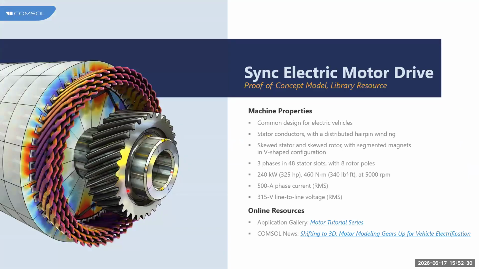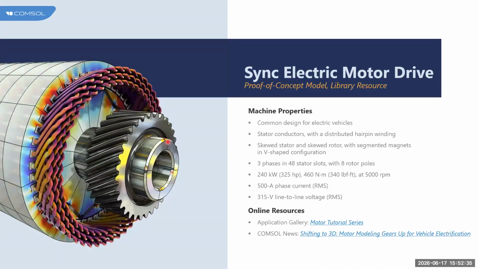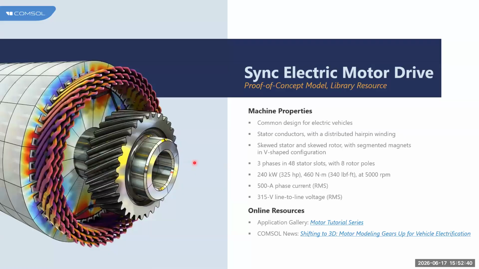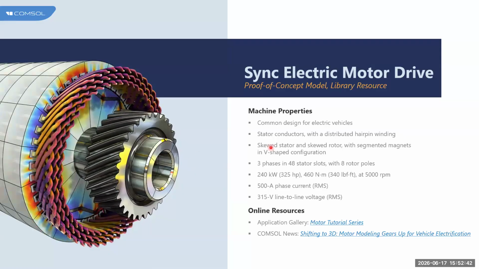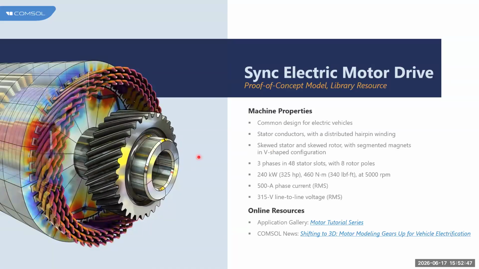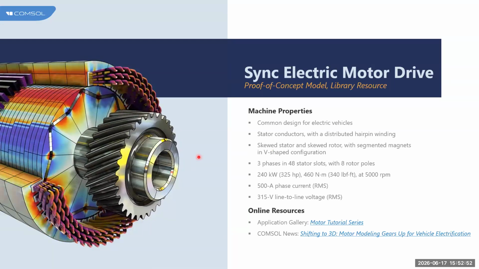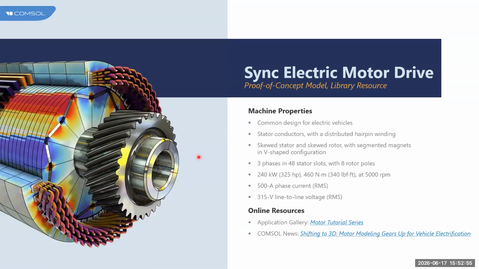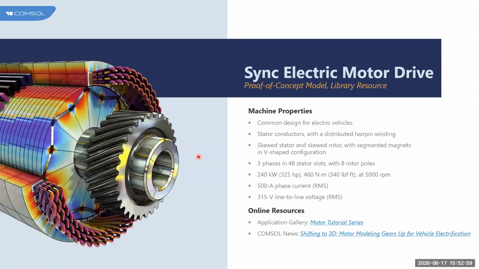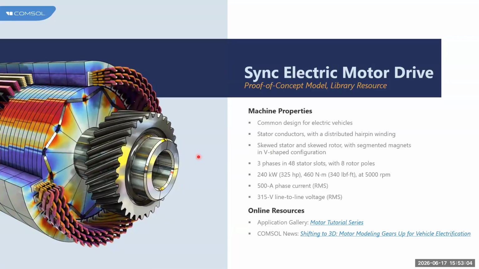Further, this is a slide which shows you an example of synchronous electric motor drive. It is a great starting point if you want to explore these workflows by yourself. This example is based on a real EV grade machine. It is 240 kilowatts, 460 Newton meters, 48 stator slots with 8 rotor poles with the hairpin winding, and it also has segmented shaped magnets. This model is also available for free download from the COMSOL application gallery.